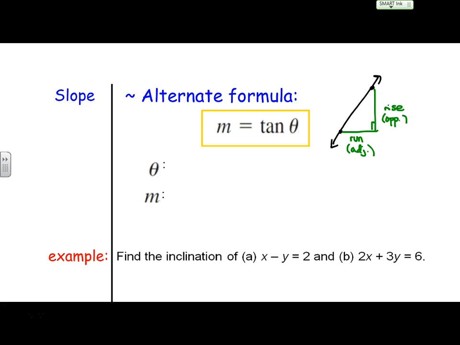So if rise over run is slope and opposite over adjacent is tangent, what can I say about slope and tangent? They're the same. Now, theta, we're just going to call what we did on the page before, the angle of inclination.